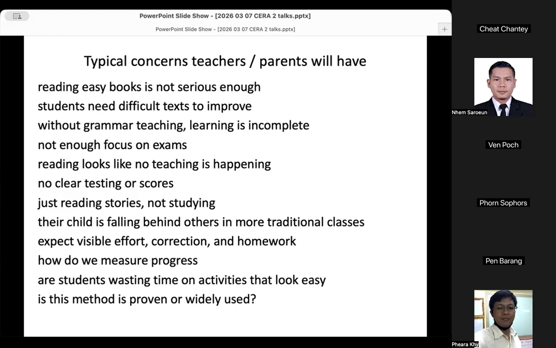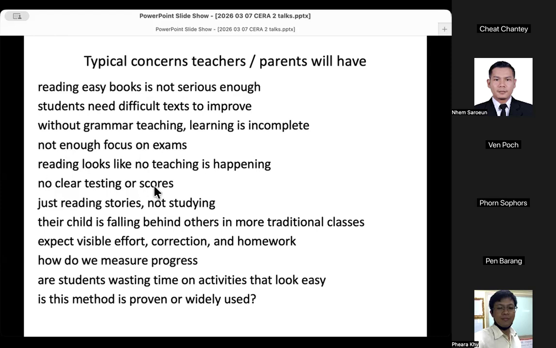So what do they usually say? They say, well, reading easy books is not serious. We should be doing something serious. Parents and teachers may say, no, no, easy books are no good because they need to read difficult stuff. If they read difficult stuff, they're learning new vocab and new grammar, right? That's a misunderstanding. They say, well, in these books, you're not teaching any grammar. They're not learning. So you must be teaching grammar, right? They say, oh, and you need to focus on exams.